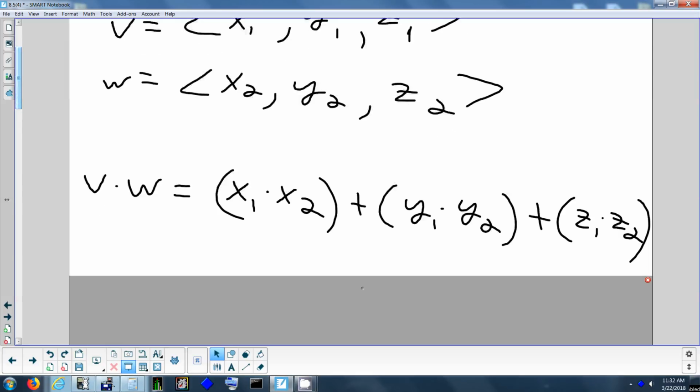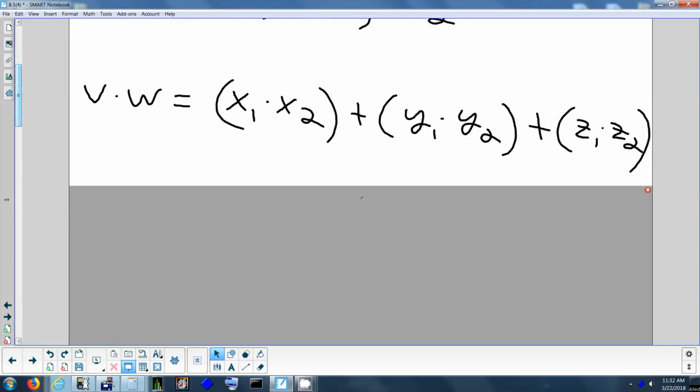Caitlin, when I do a dot product, what kind of answer do I get? You're gonna get a number. A number, exactly. I'm going to get a number. Okay, dot product does not give you a vector. It gives you a number. It did in 2D, it still does in 3D.